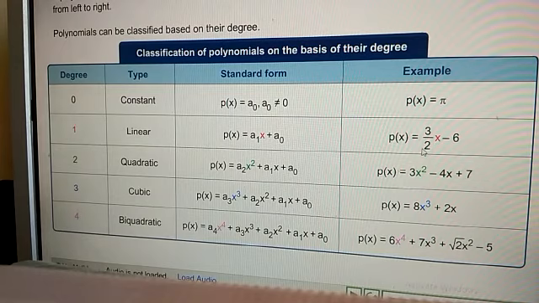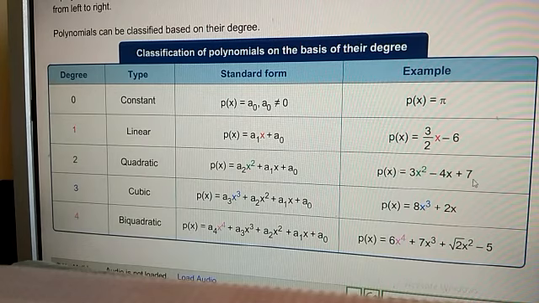Now come to the next polynomial. Here the second example is 3 by 2 x minus 6. Here 3 by 2 is the coefficient of x, the variable used here is x, and what is the power of x here? 1. So the degree of this polynomial is 1. A polynomial of degree 1 is called a linear polynomial.